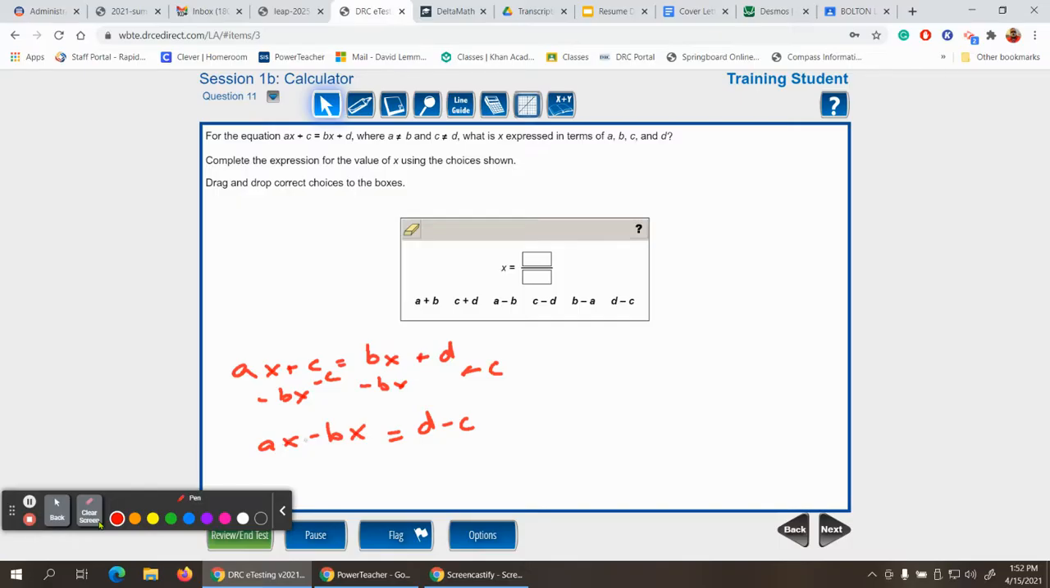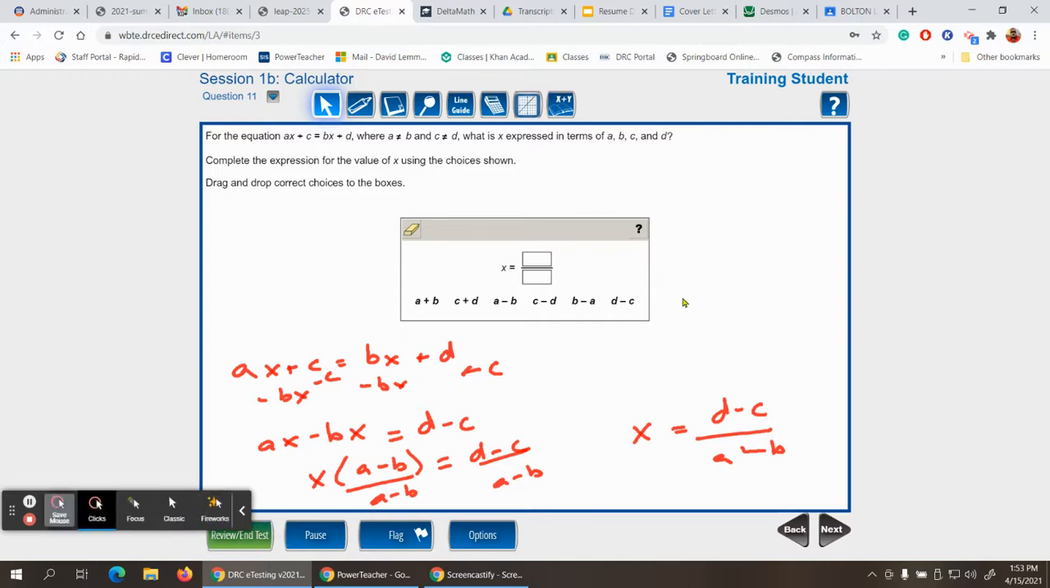Well, this has a common factor of x, so I can take that x out, leaving me with a minus b equals d minus c. Divide both sides by a minus b, and x equals d minus c over a minus b. So this goes there, this goes there.